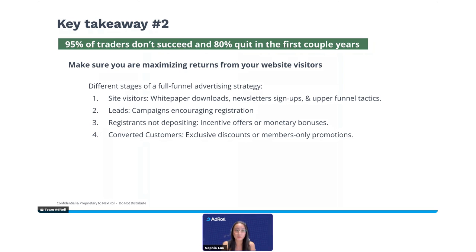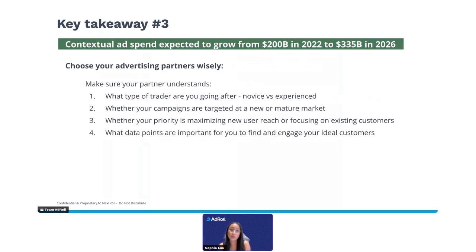Last but not least, choose your advertising channels and partners wisely. Marketing in the Forex industry is unique and sometimes hard to navigate. Find partners who understand your unique challenges and have the resources and knowledge to help you achieve your goals. Work with your selected partner on these points to ensure that you're set up for success.